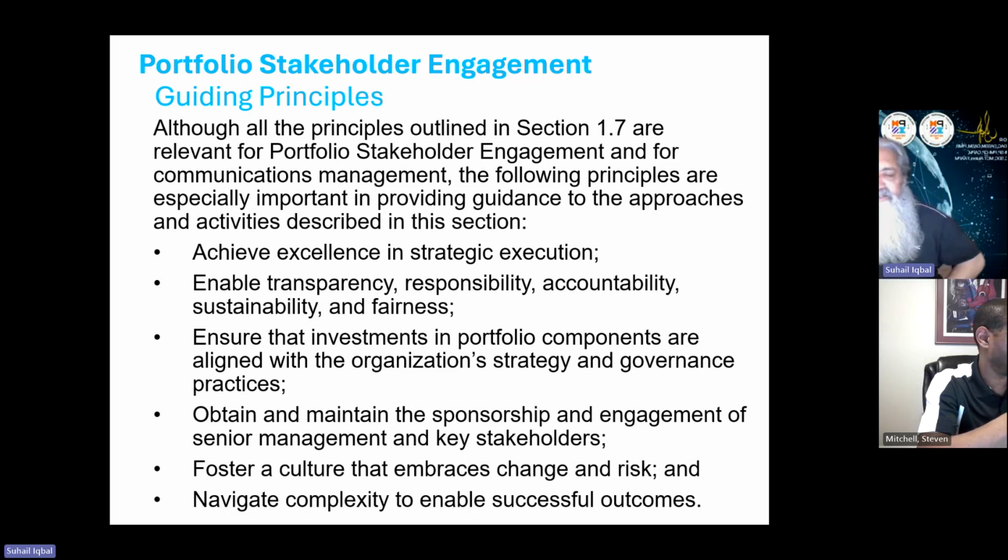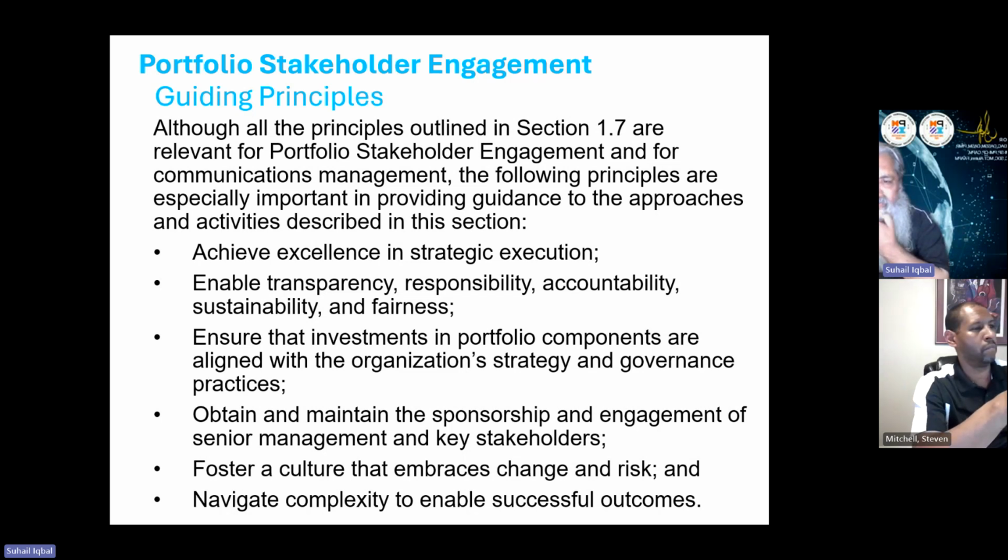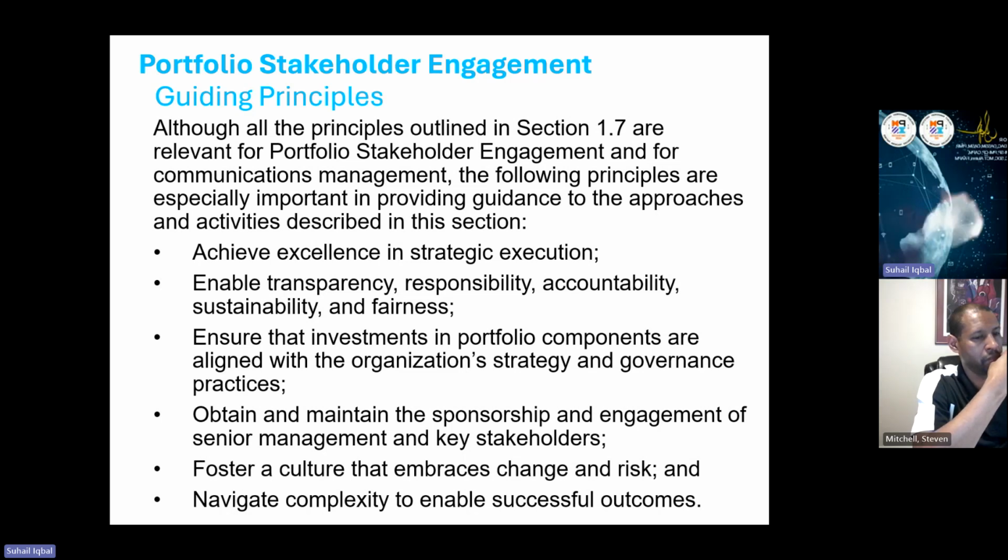First, achieve excellence in strategy execution. Actually, indirectly, that is true because yes, we have to identify stakeholders and do communication accordingly. Enable transparency, responsibility, accountability, sustainability, and fairness. You remember that this was related to another area, governance. But here, it also relates as well.